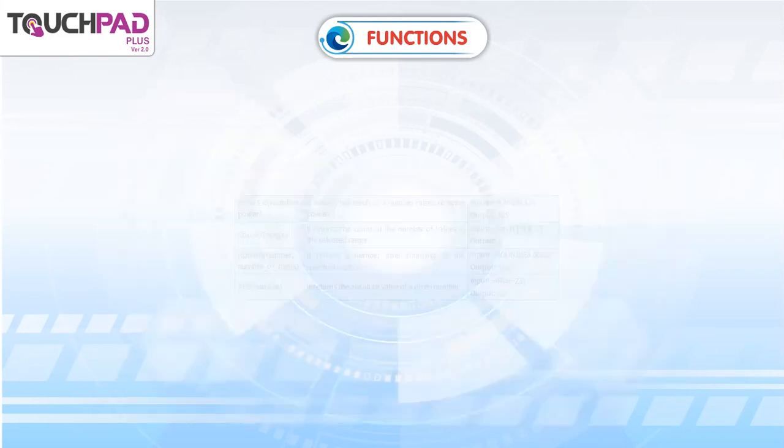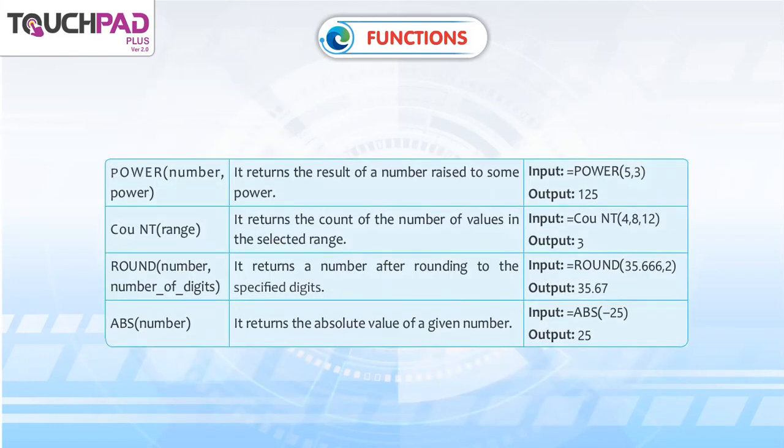Output: 14. POWER(number, power). It returns the result of a number raised to some power. Input: POWER(5, 3). Output: 125. COUNT(range). It returns the count of the number of values in the selected range. Input: =COUNT(4, 8, 12). Output: 3.